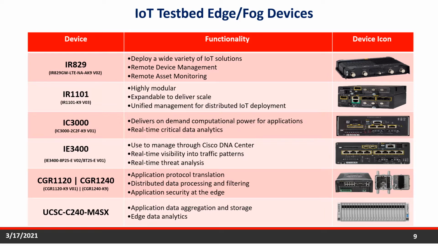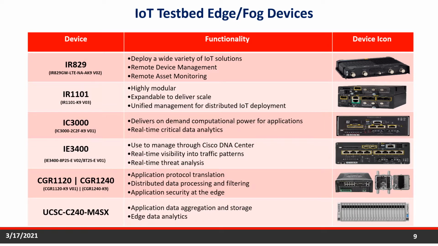Industrial router 1101 is highly modular and has more computational power than IR829. We use it for applications which need more computational and processing power. It supports expandable delivery and unified management for distributed IoT deployment. Industrial Compute Gateway IC3000 delivers on-demand computational power for IoT applications and data analytics in real time.